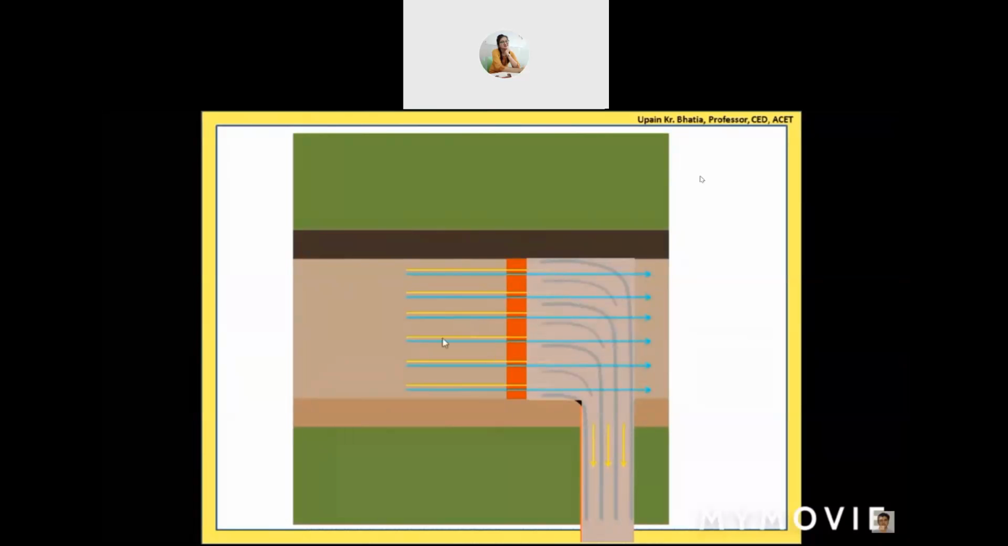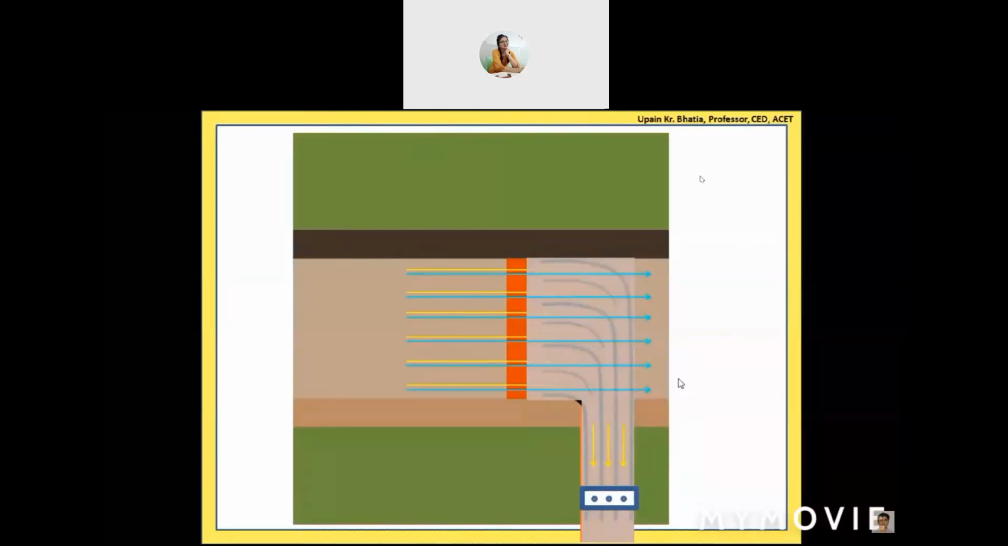But how much quantity of water should be removed? For that, we provide gates over here also. Like 3 gates we have provided for these 3 channels, 3 tunnels. So we can operate these gates and control the quantity of water to be released to the outward side.